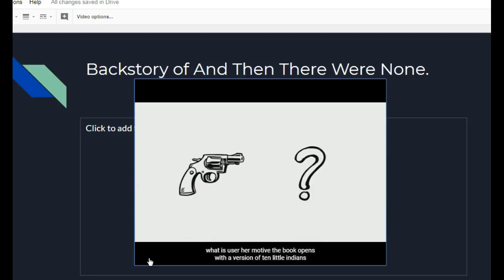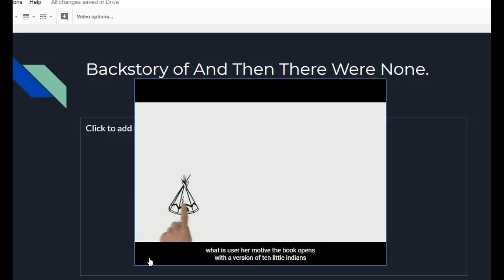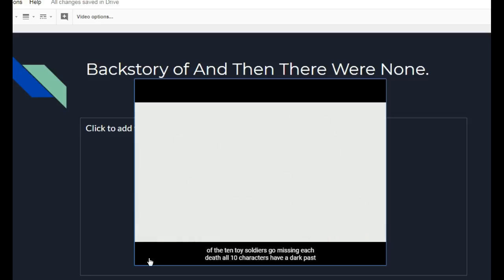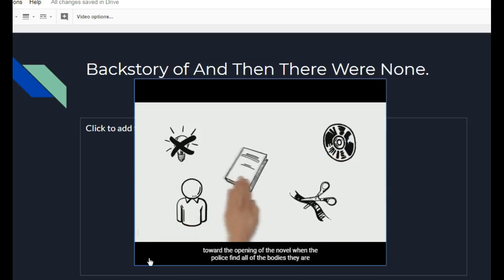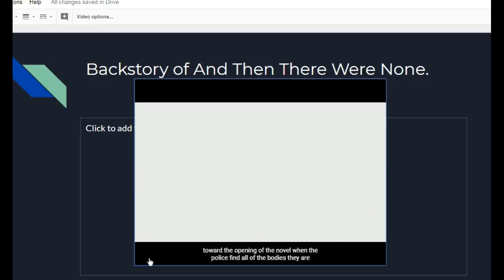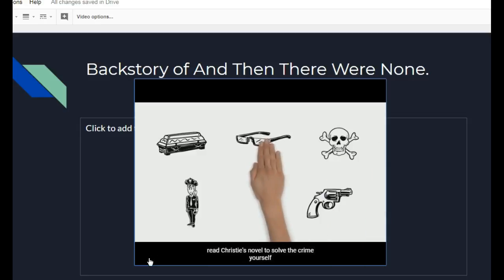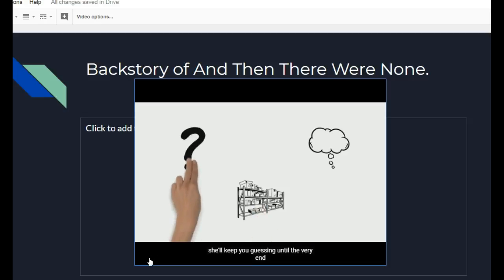What is his or her motive? The book opens with a version of Ten Little Indians, which depicts the way each of the 10 characters will die, and symbolically one of the 10 toy soldiers goes missing with each death. All 10 characters have a dark past which they must face when their sins of murder are revealed through a recording toward the opening of the novel. When the police find all of the bodies, they are baffled by the 10 deaths and no murderer to be found. Read Christie's novel to solve the crime yourself. She'll keep you guessing until the very end.